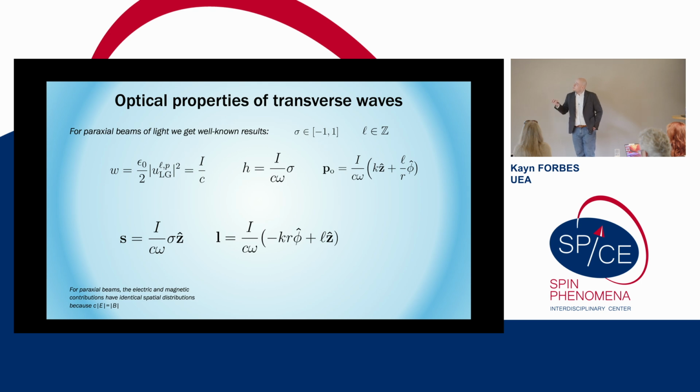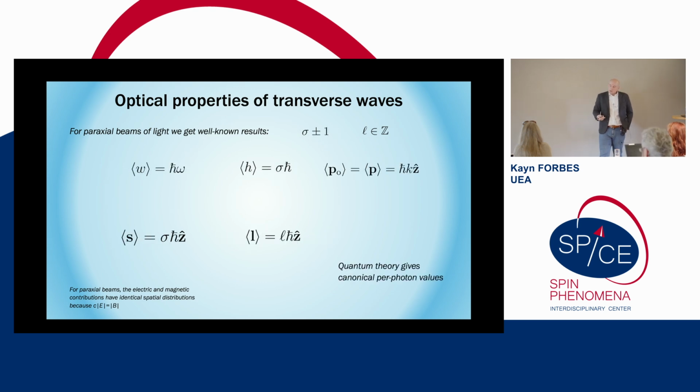The canonical momentum density, which has the well-known longitudinal part in Z, but if you've got a vortex beam, you'll also have the azimuthal component, and that leads to the orbiting of particles around a beam. It's not the OAM that does that, which is often said it does. And then we have the spin, which is just the helicity times the direction of propagation, and the OAM density with the famous Z component proportional to the topological charge. We can do the quantum theory, and we get the canonical per photon values. So this is all pretty well established stuff.